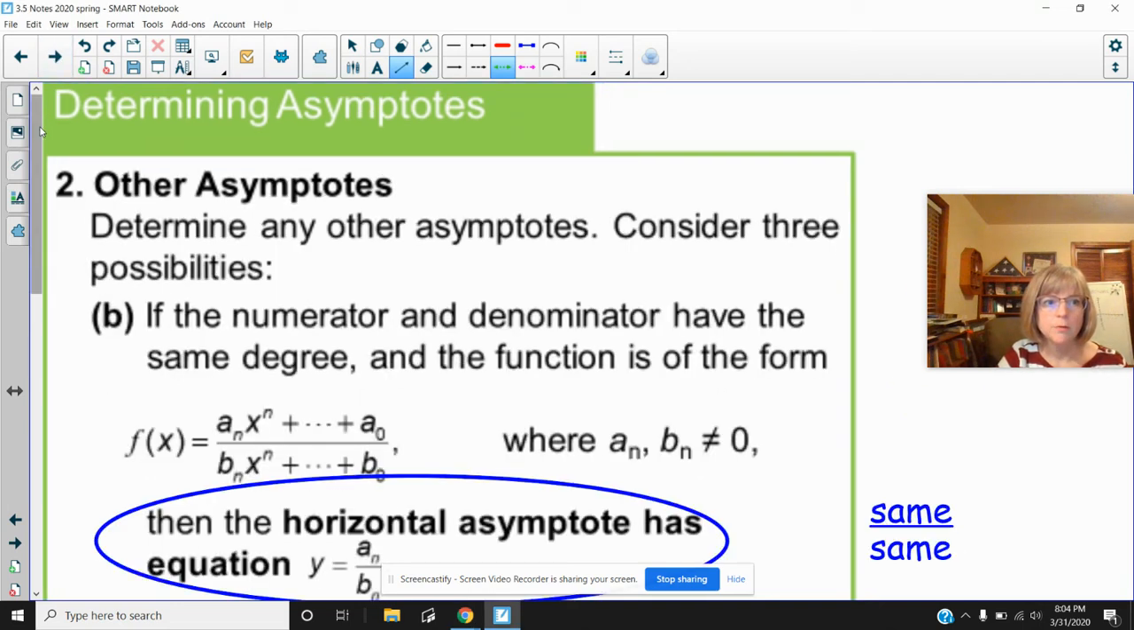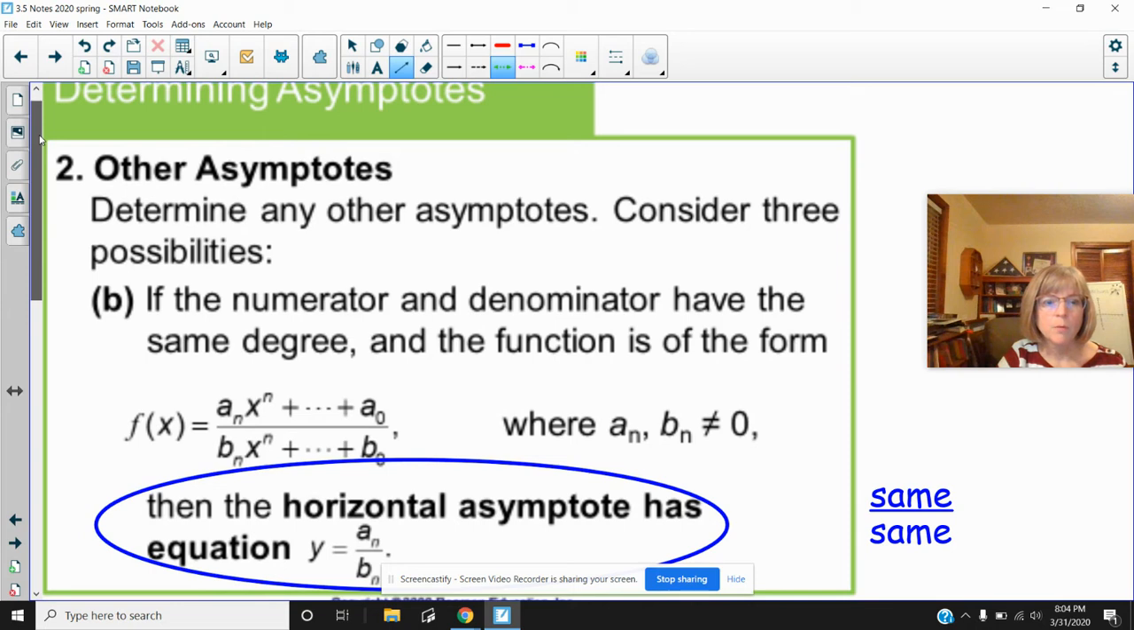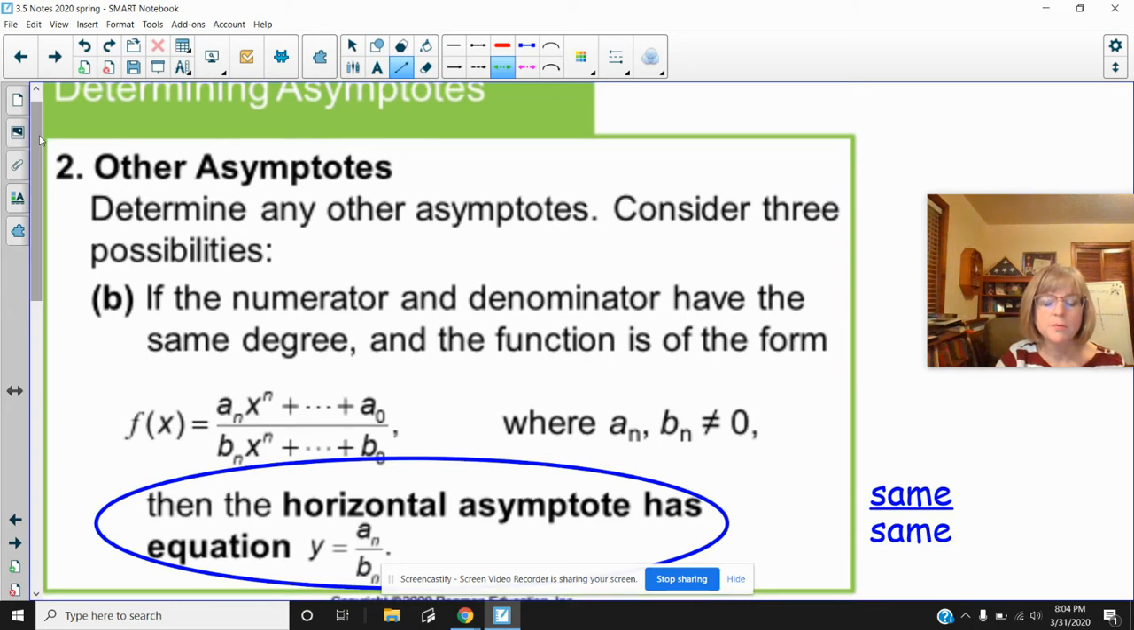Another asymptote happens when we have the same degree over the same degree. So if the numerator and the denominator have the same degree, then the asymptote is found by taking the leading coefficient over the leading coefficient. And that's what they mean down there by A over B. That subscript is just to differentiate it from a different coefficient, but you're taking the leading coefficient of the numerator over the leading coefficient of the denominator.